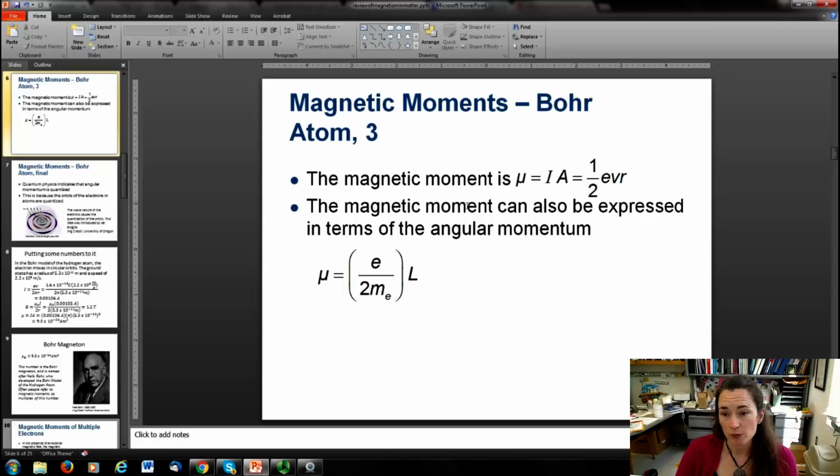Now, the magnetic moment can also be expressed in terms of the angular momentum if you want to do that. Remember that for a circular orbit, the angular momentum is mvr. So if you plug in for the angular momentum, in terms of a magnetic moment, you would get e over 2m times L, where m is the mass of the electron. e is, of course, the electronic charge, which is 1.602 times 10 to the minus 19 coulombs.